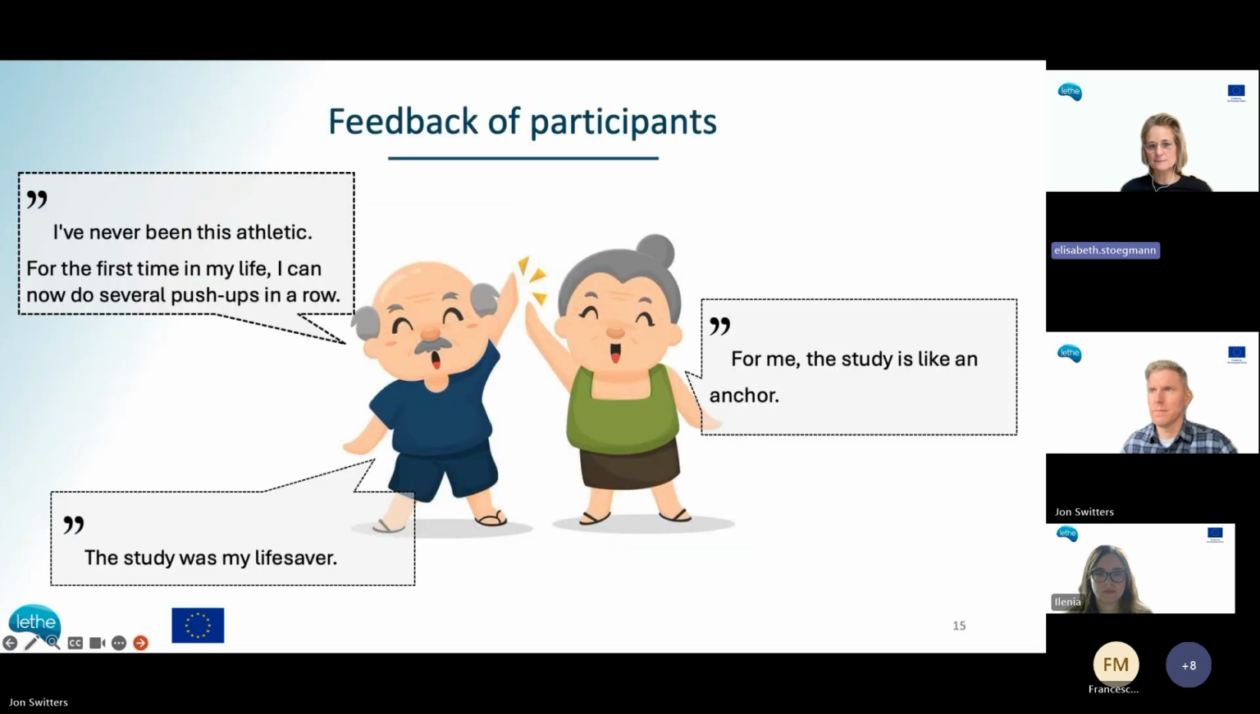Next slide, please. This is just some sentences from participants. Like one participant from our study site, for example, said to me, "For me, the study is like an anchor." And other participants said it was a lifesaver. "I've never been this athletic," and so on. So we really received very nice feedback from the participants.